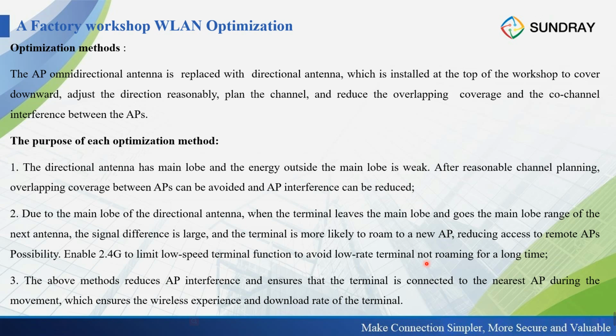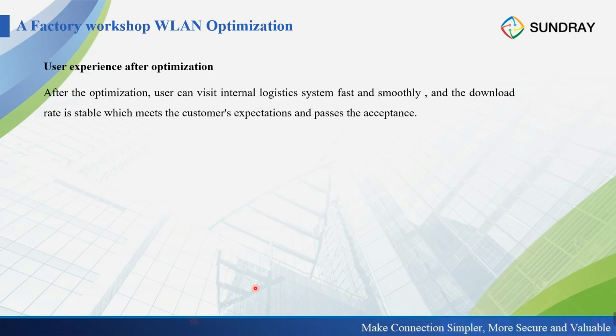So our optimization method is we use the directional antenna to replace the omnidirectional antenna, and also we do the channel planning, enable the 2.4G low speed terminal limitation, and we configure the 5G priority. So after this, the user's experience improved.